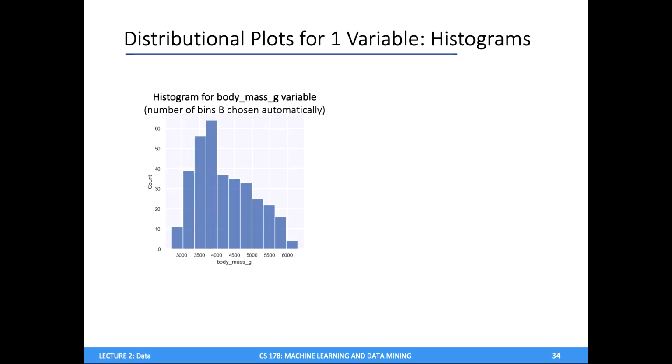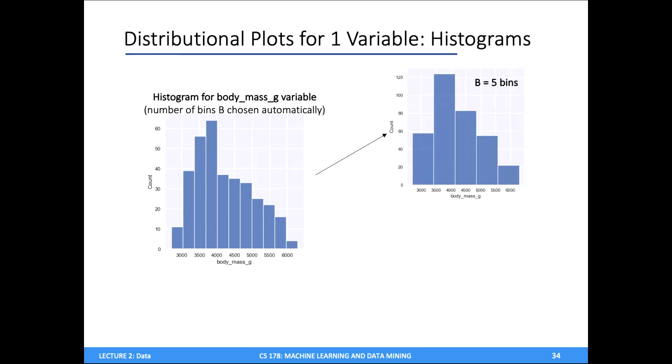In terms of visualizing our data, if we're looking at one variable at a time, a really useful tool is histograms. And I'll point out that you have some choice in how you set up histograms. In particular, we need to choose the number of bins we're going to use. For this first histogram, the number of bins was chosen automatically. If I decrease the number of bins down to 5 bins, I get a much coarser grained view of my data.